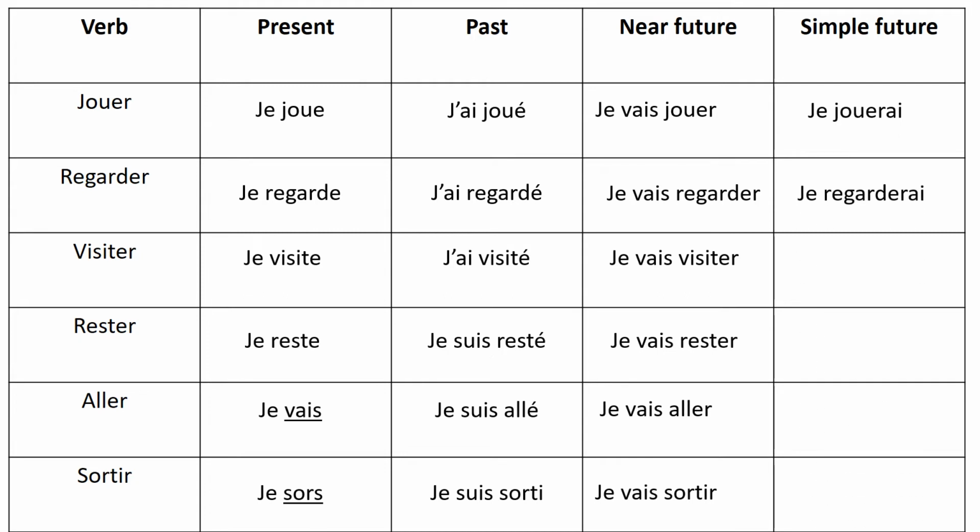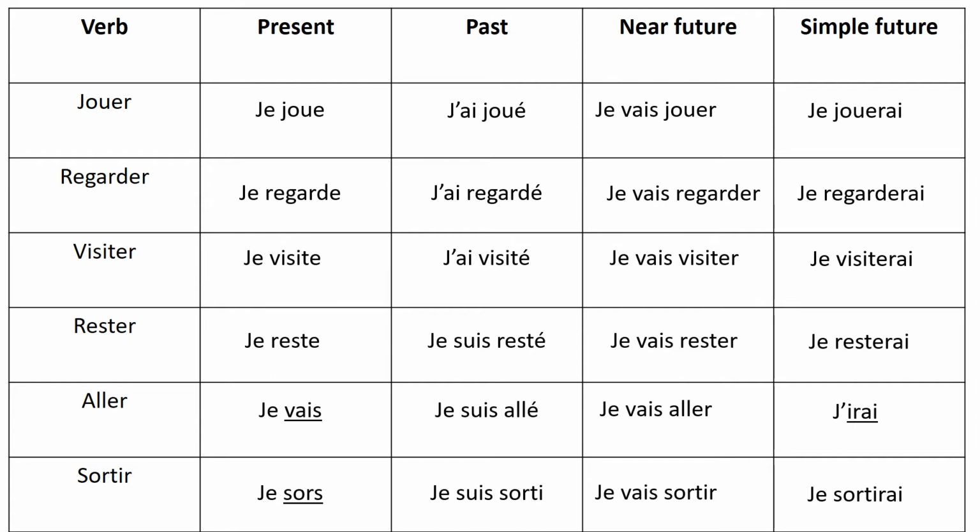The next one, je regarderai, je visiterai, je resterai, j'irai. Now again, this one is irregular, and you'll notice that the ending's not irregular. It's actually the beginning of this verb which is irregular, the bit that we call the stem. J'irai, I will go. Je sortirai, I will go out.